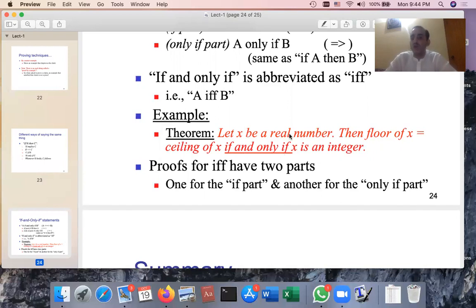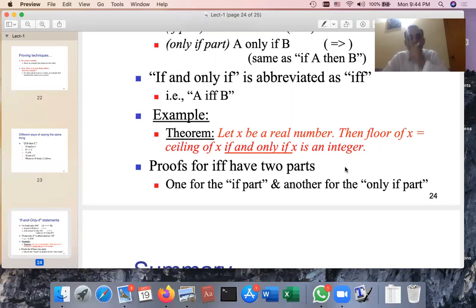If you want to prove it, you have to prove two things. Number one, the if part, and the second part of the proof would be the only if part. So if there is a double implication in your given problem, then you have to prove two things. Keep this in your mind. The first is about the if statement, and the second is about only if.